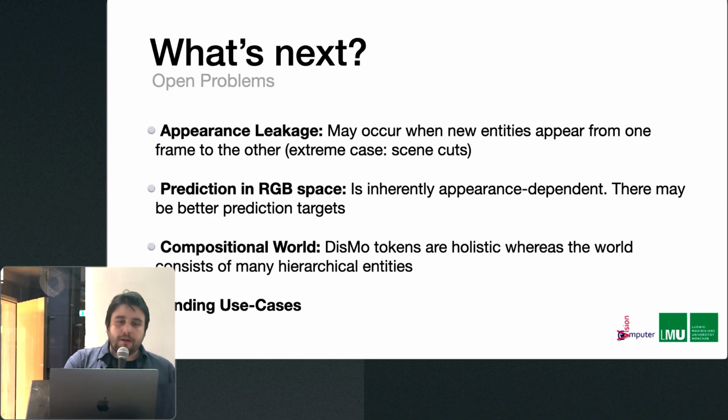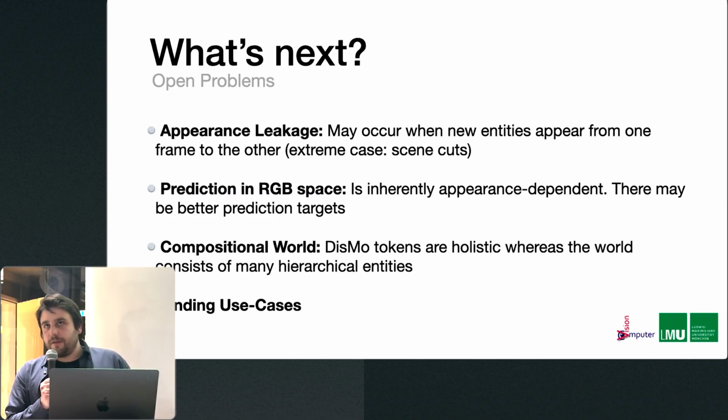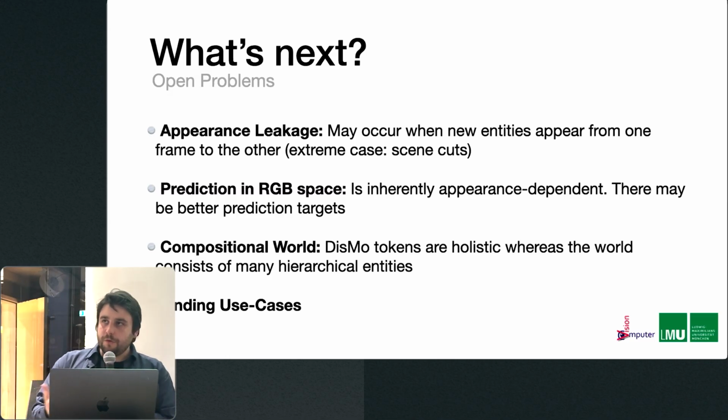That being said, another problem is also maybe that the prediction is still happening in RGB space, which is of course inherently appearance dependent. And there may also be better prediction targets, for example, optical flow or even longer video tracks, using tracking mechanisms which got pretty strong over the recent years.